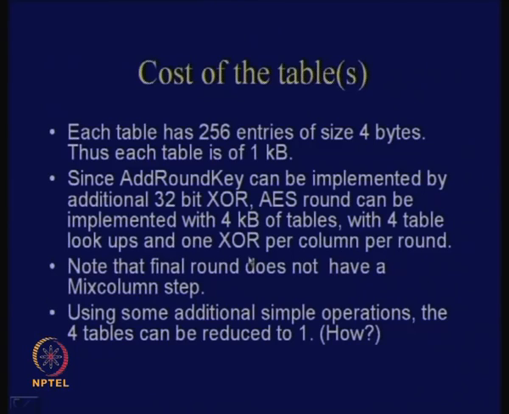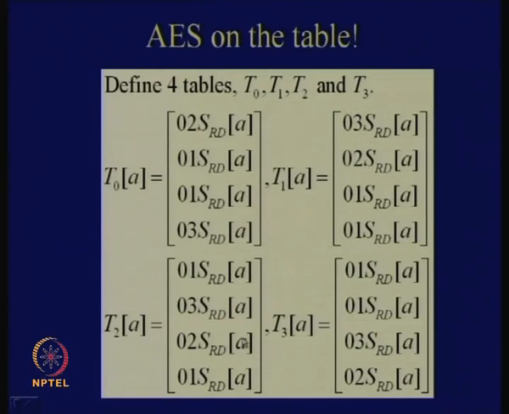But one observation: if you allow some additional simple operation, for example rotation, then the 4 tables you can squeeze into one table, because all the tables are nothing but rotations of each other. So if you allow cyclic rotations, then instead of having a 4 kilobyte storage, you can reduce it to 1 kilobyte. So there is always a cost that you need to pay. That depends upon what your objective is.